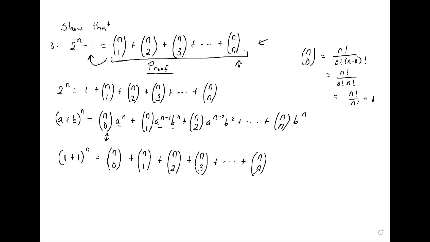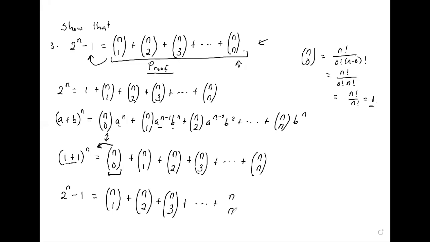But in our question, this term here is not there, but this one has been solved and it is 1. If we take it the other side, it will be negative, but this is 2. So we have 2 to the power n. Then take this the other side, minus 1. We will get n choose 1, n choose 2, n choose 3, n choose n as required. Done.